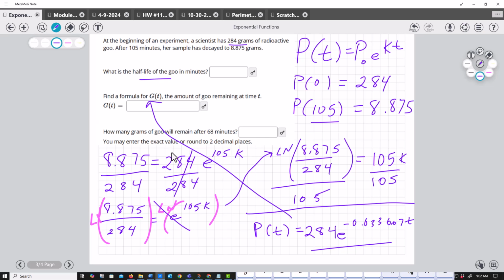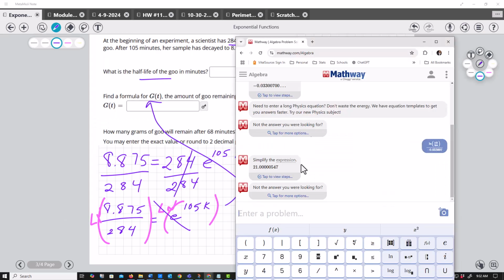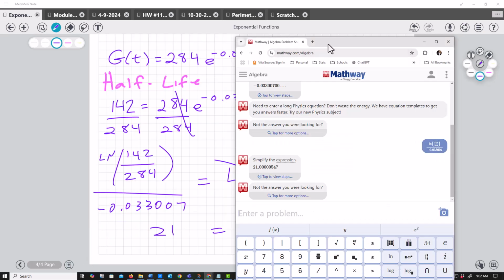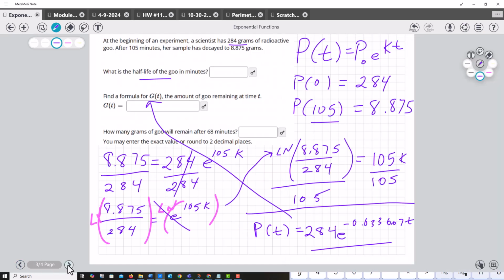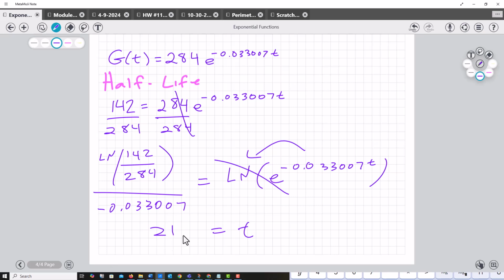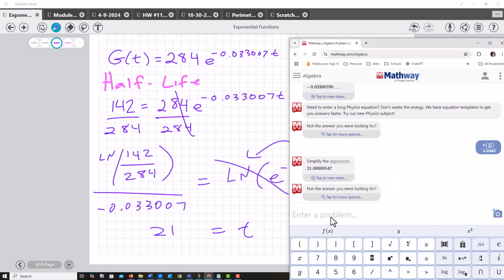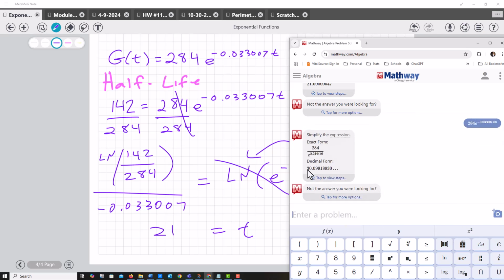Now this last part, it says after 68 minutes, you're just going to simply take your equation. Let me go back here so I can see it up there. And you're going to plug in, I already forgot the number, 68. And so all you're doing is taking this and plugging in 284 e raised to the negative 0.033007 times 68, and this will tell us the grams, and we would expect that it's getting lower since it is decaying.